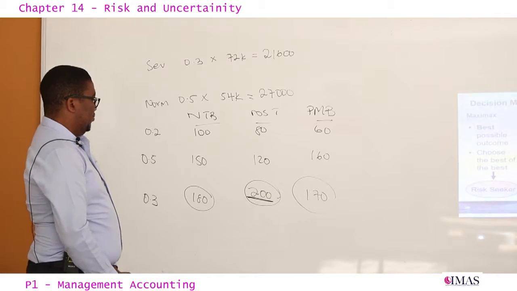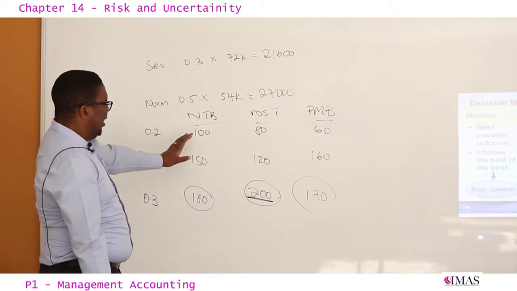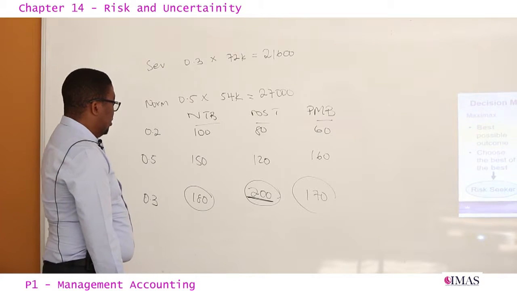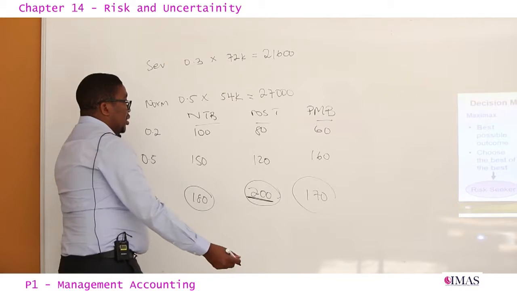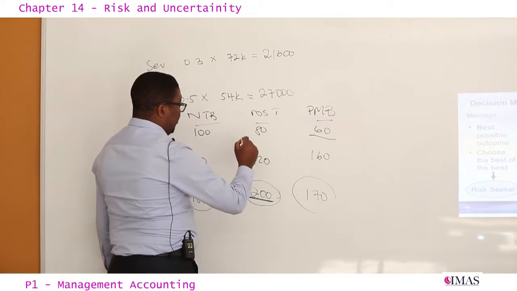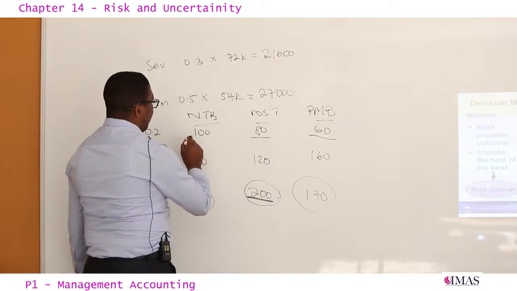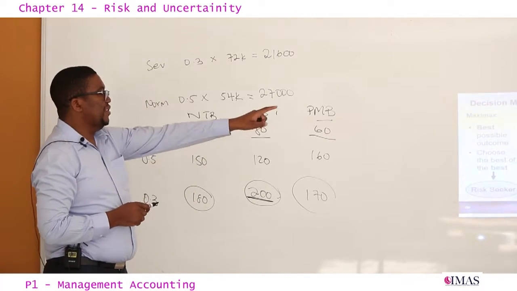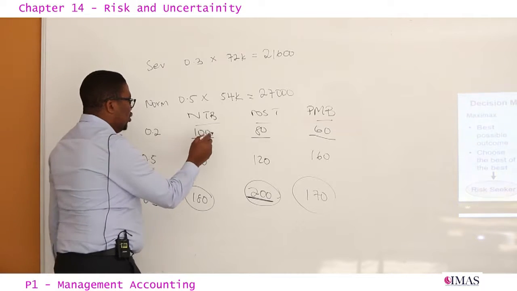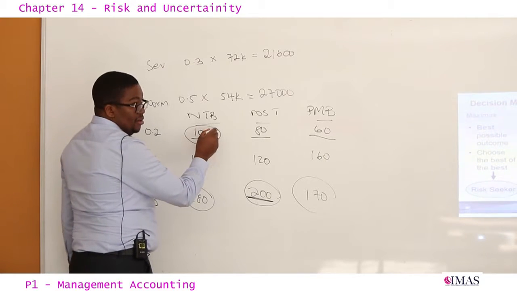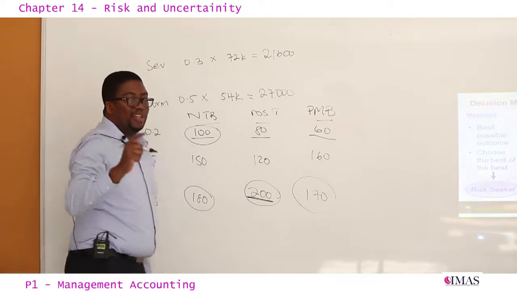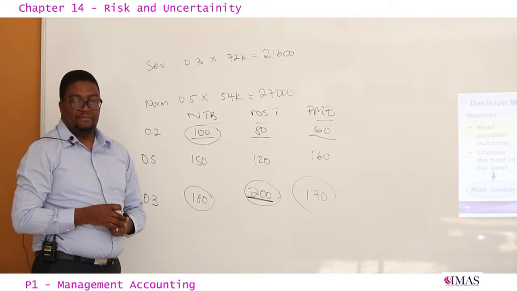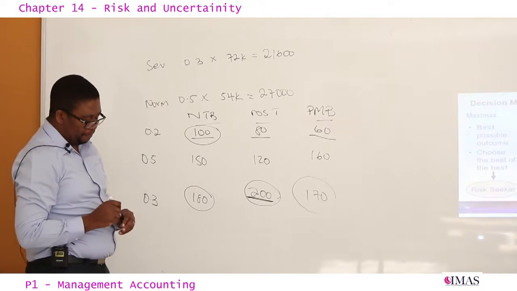Coming back to this example that we gave you, Witbank, Nelspruit, and Pietermaritzburg, what is the worst outcome? The worst outcome is that in Pietermaritzburg we'll have a 60, in Nelspruit we'll have 80, and in Witbank we'll have 100. He wants to choose the best of the worst, which means he's going to choose Witbank, which is the 100 out of the 80 and 60, because he wants to maximize his worst outcome. I hope you guys are clear.